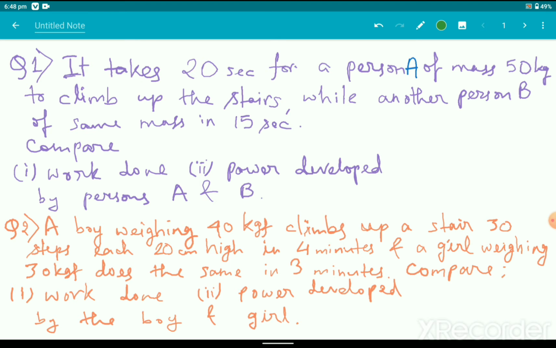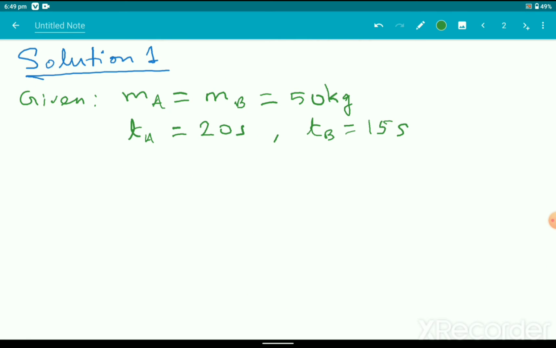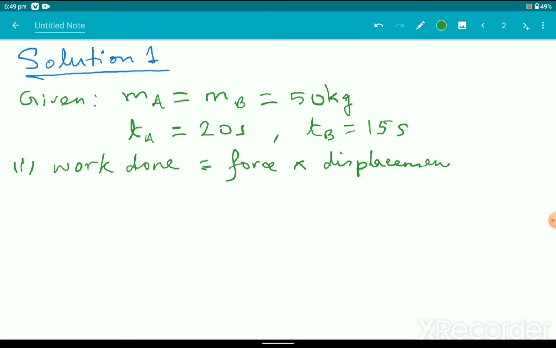Now what you have to do, you have to compare the work done. Now see, both of them have the same mass and they climb up the same stairs. So we know that for part 1, work done is equal to force into displacement. This is the formula. I am not writing the cos theta because we are considering that the direction of force and displacement are the same, that is the angle theta is 0 degrees. In that case we can write this formula, work done is equal to force into displacement.